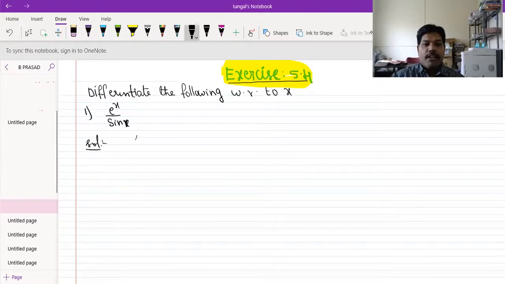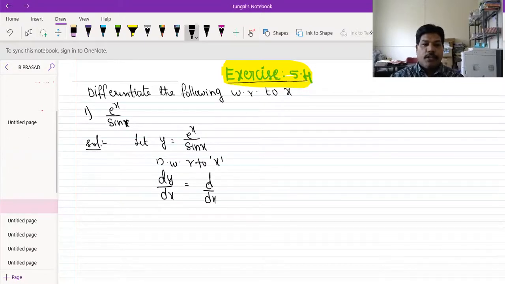First, let y be the function. Y is equal to e power x by sin x. Differentiate with respect to x. That is nothing but dy by dx, which is equal to the derivative of e power x by sin x.